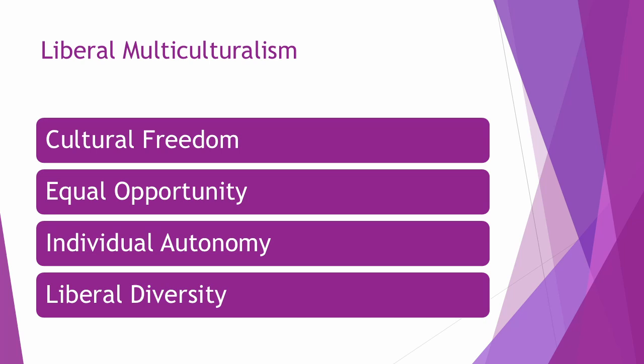The liberal multiculturalist view on minority rights is that such rights are justified only when they support individual freedom and do not restrict autonomy. The liberal multiculturalist view on diversity is that it enriches society as long as it aligns with the principles of liberty and equality.